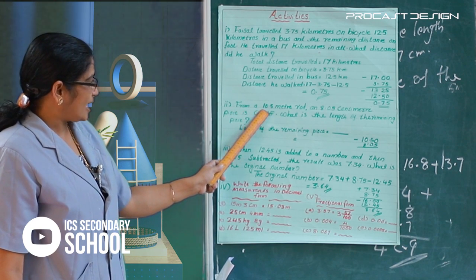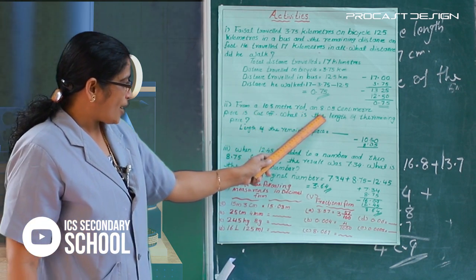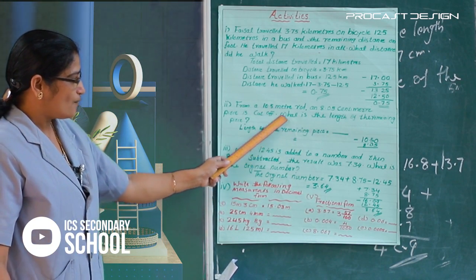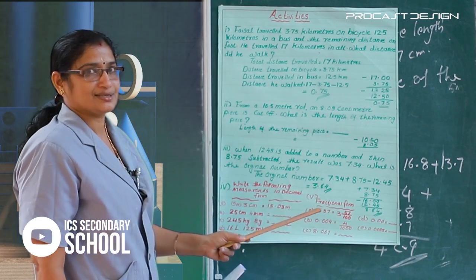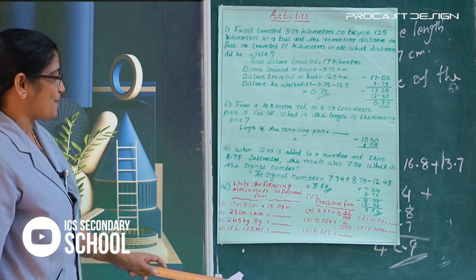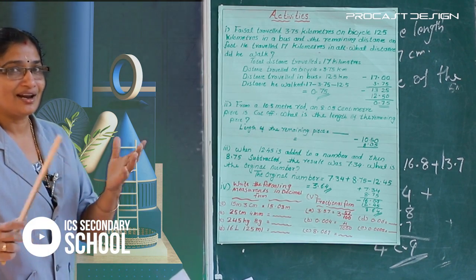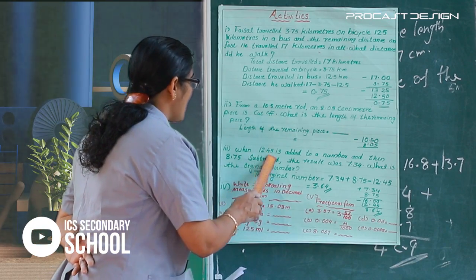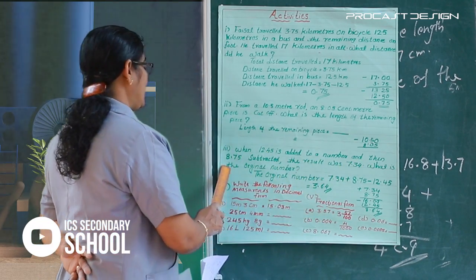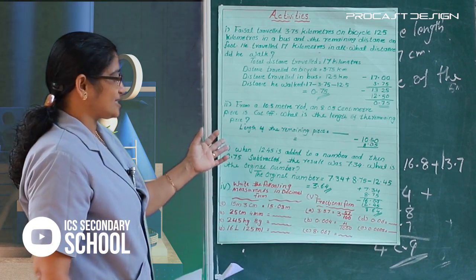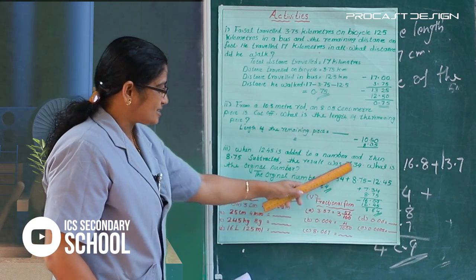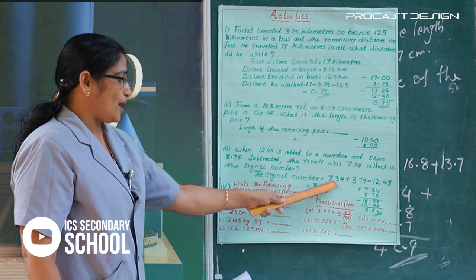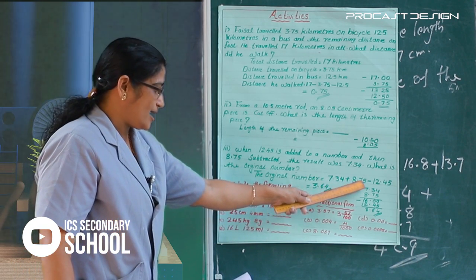From a 10.5 meter road, an 8.505 centimeter piece is cut off. What is the length of the remaining piece? To find the length of the remaining piece. When 12.45 is added to a number and then 8.75 is subtracted, the result was 7.34. What is the original number? The original number is 7.34 plus 8.75 minus 12.45.